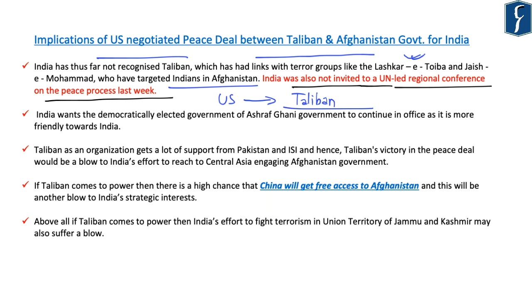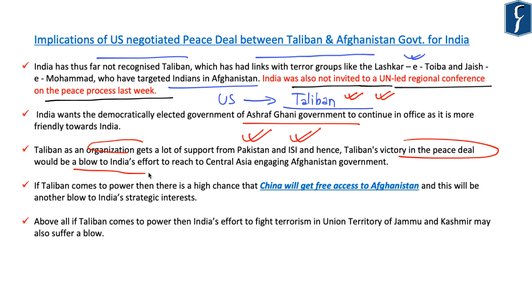And US, in a hurry to withdraw from Afghanistan, has put Taliban back on the negotiating table. And in this regard, India wants Ashraf Ghani-led government to continue in office in Afghanistan, and it does not want Taliban to come into power in Afghanistan. Next, it highlights that Taliban as an organization gets a lot of support from Pakistan as well as ISI. So, Taliban's victory in this peace deal would be a significant blow to India's effort to reach Central Asia through engaging the Afghanistan government.